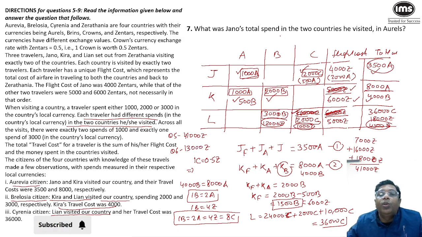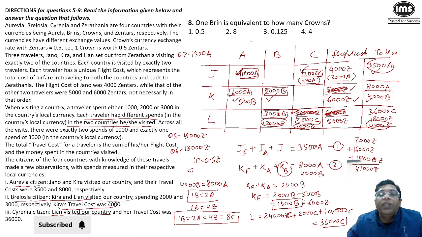What was Janu's total spend in the two countries he visited in Orals? So Janu's spend is here 1000 A and here is again 1000 A. So Janu's spend in A is 1000 A and here it is 500 A. So Janu's spend will become 1500 A. So for question number 7, the answer will be 1500 A. 1 Brin is equal to how many crowns? So obviously 1 B is equal to 8 C. So option number 2 is correct for question number 8.